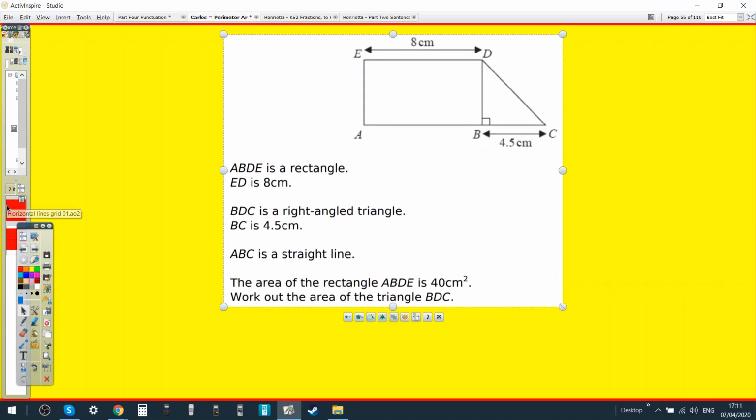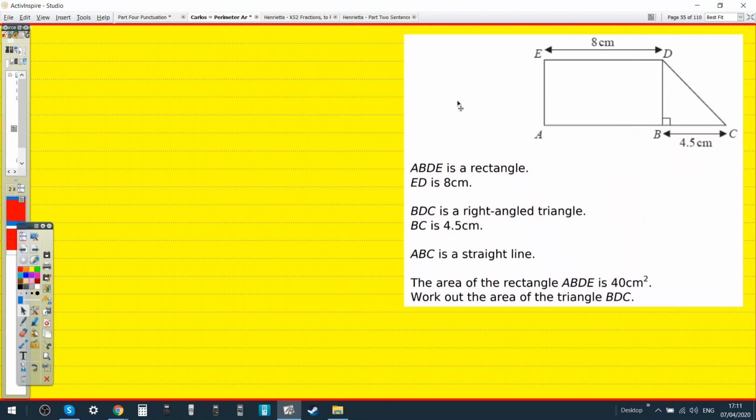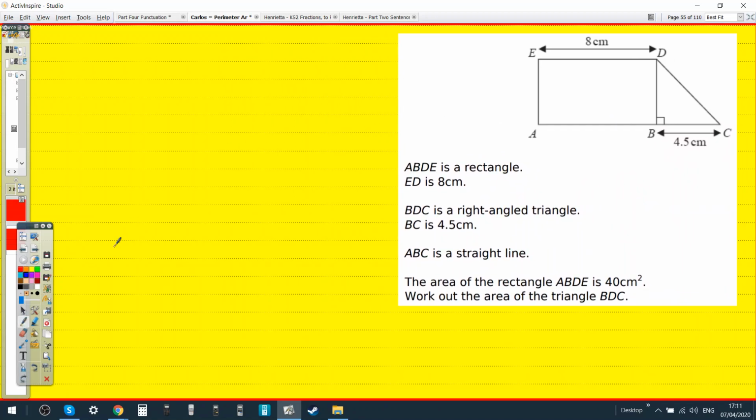ABDE is a rectangle. BDC is a right angle triangle. ABC is a straight line. The area of the rectangle ABDE is 40 centimeters squared.